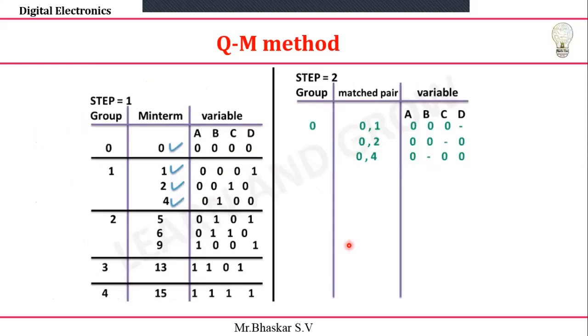So the first group, it is 0. It is now 0. I'm going to compare with 1. I'll get the final bit as a dash. And next, 0 compared with 2. So the center bit is changing.